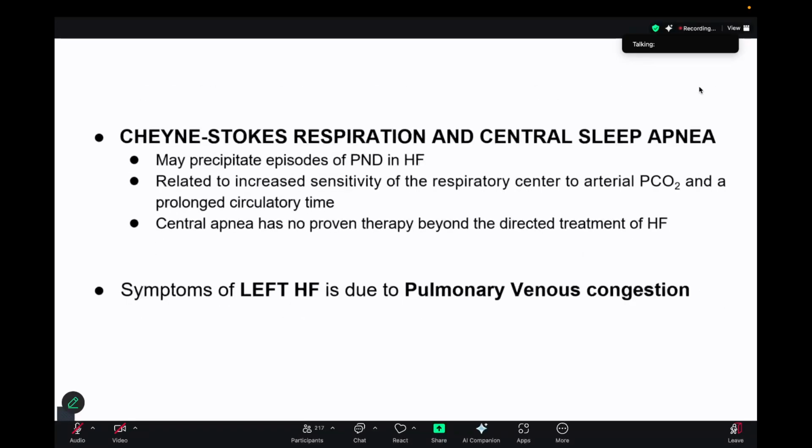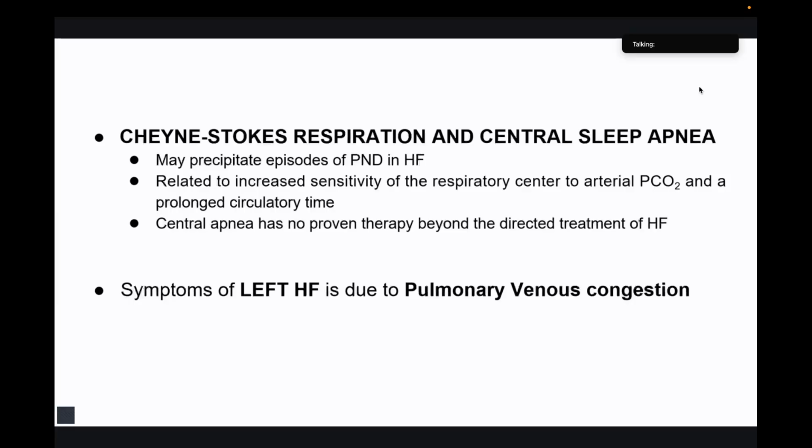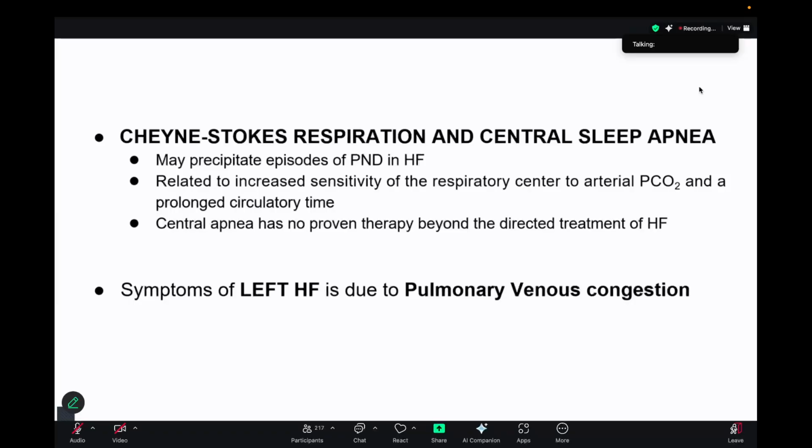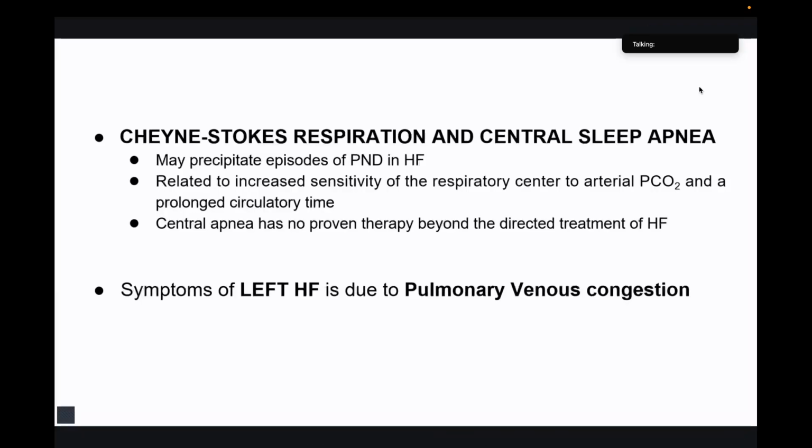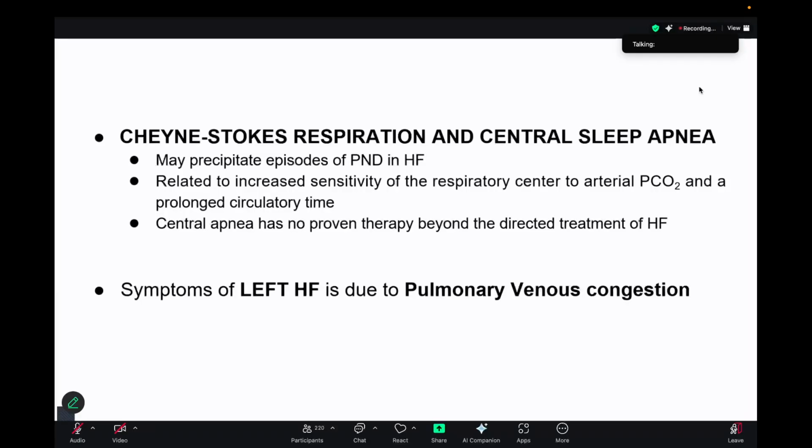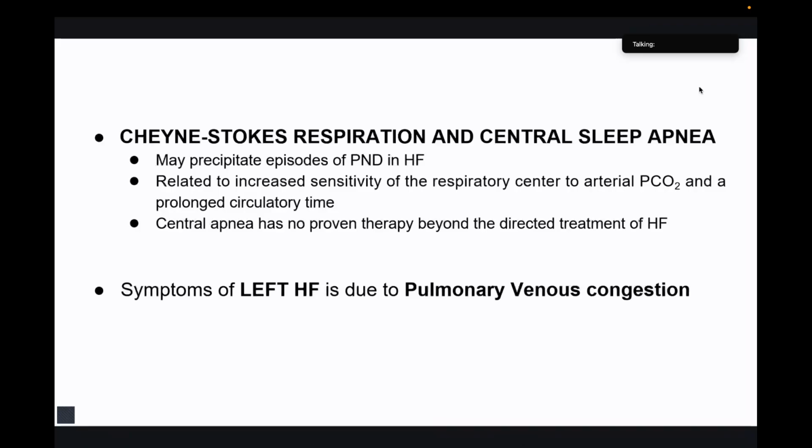Cheyne-Stokes respiration and central sleep apnea. They can also be present in heart failure, and they precipitate episodes of PND in heart failure patients. It is related to the increased sensitivity of the respiratory center to arterial PCO2 and a prolonged circulatory time. Central apnea has no proven therapy beyond those given in the directed treatment of heart failure. Hence, symptoms of left heart failure are due to pulmonary venous congestion.